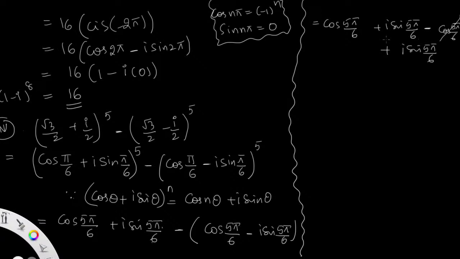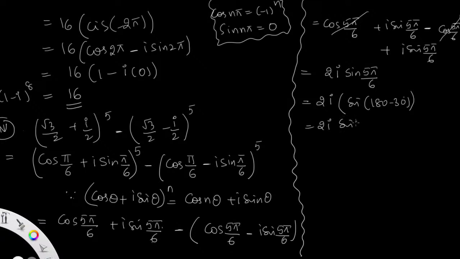Then the cos terms cancel, and you write i sin 5 pi by 6 twice, that is 2i sin 5 pi by 6. Now the simplified form is 2i into sin 5 pi by 6. What is the value for 5 pi by 6? It is 150 degrees. Sin 150 is sin of 180 minus 30, which is sin 30. So we write 2i sin 30. Sin 30 is 1 by 2, so 2 times 1 by 2 gives the value i.